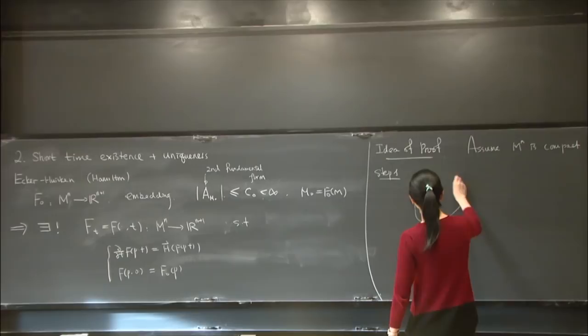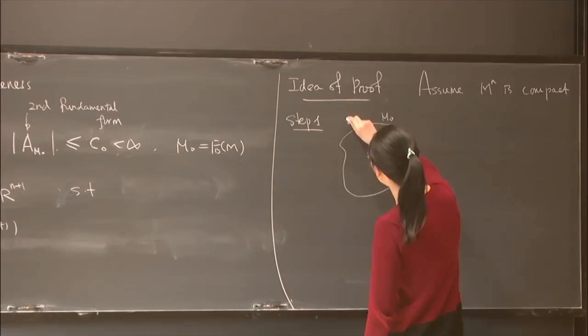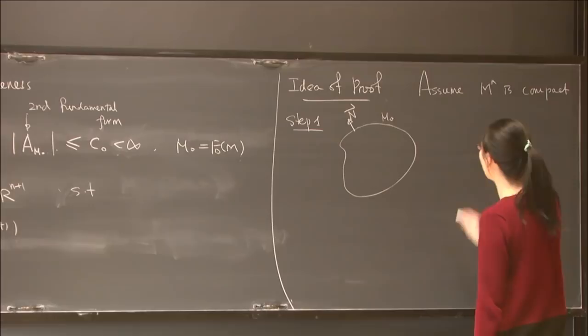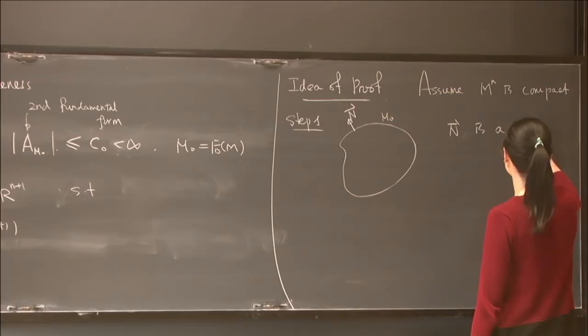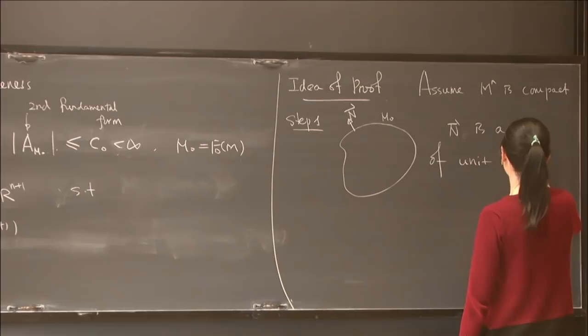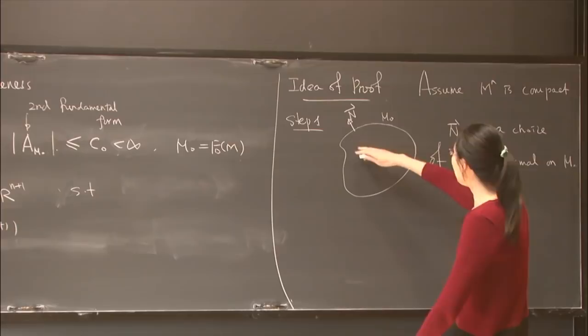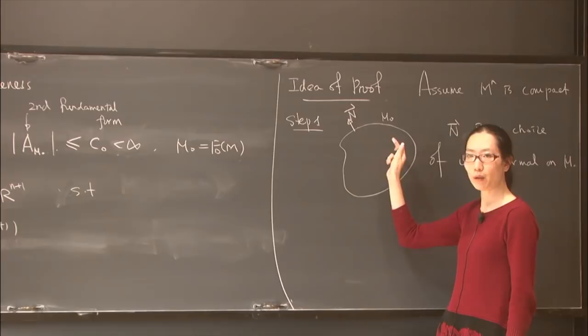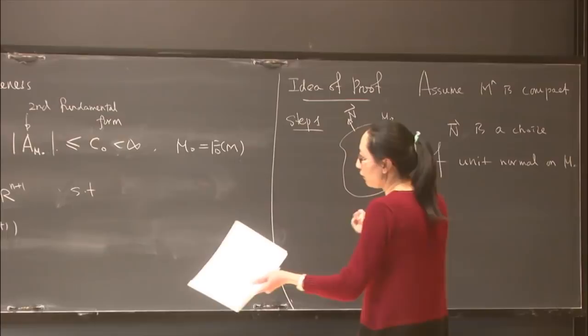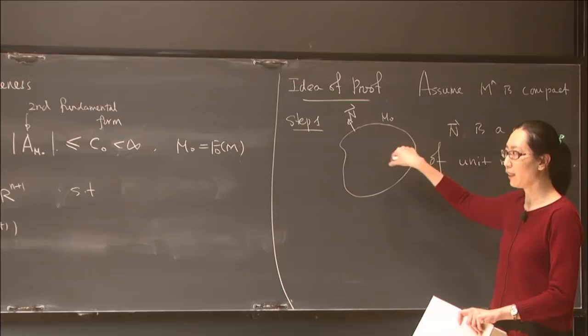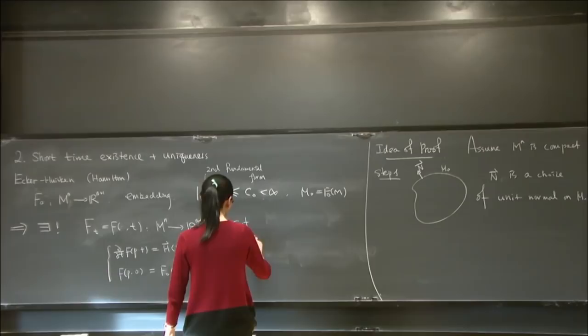Right, so then you can make a choice of the unit normal on M_0. Right, so any nearby hypersurface can be parametrized as a normal graph over M_0. Because a priori, if it's a nice solution, it should be something nice around M_0. Sorry, I forgot to say this is not for all t, but for some small time T_0.